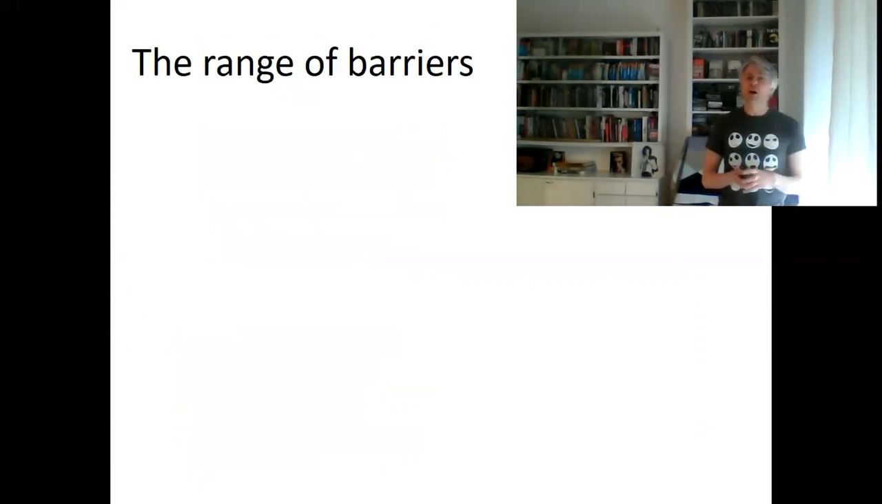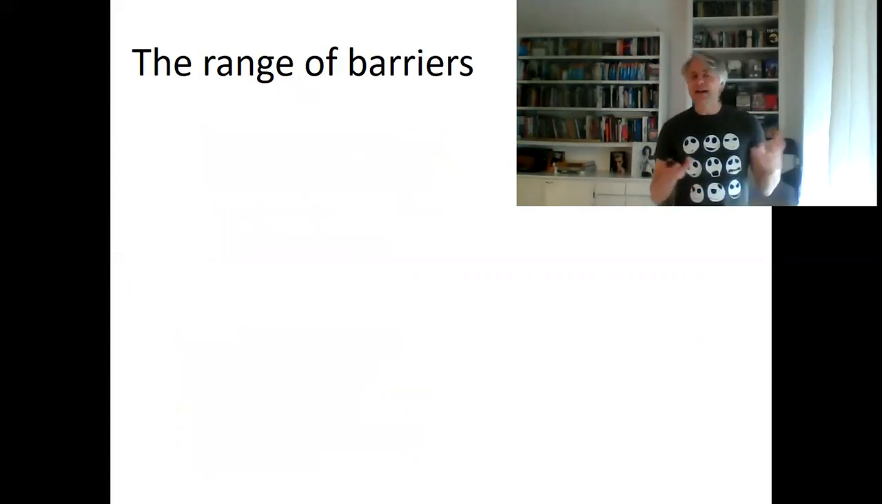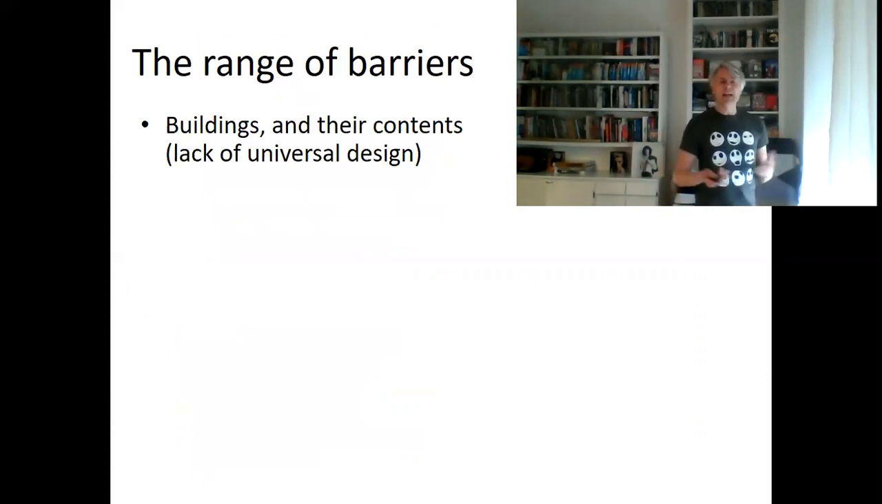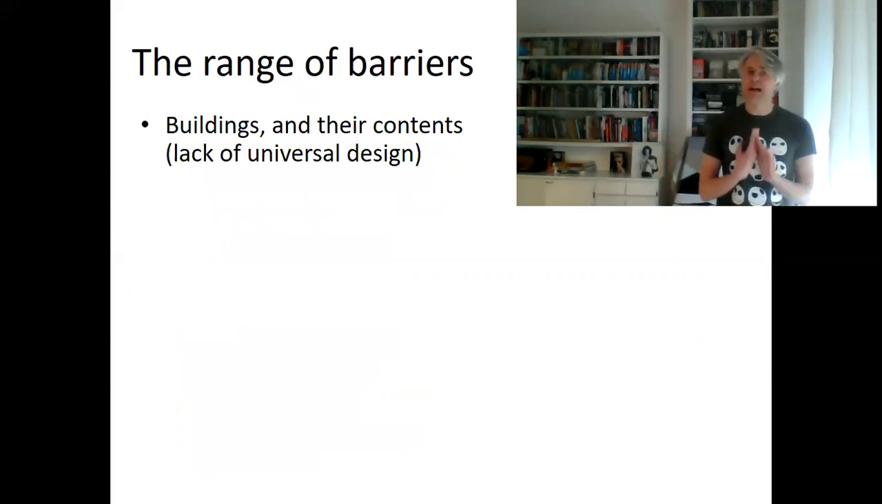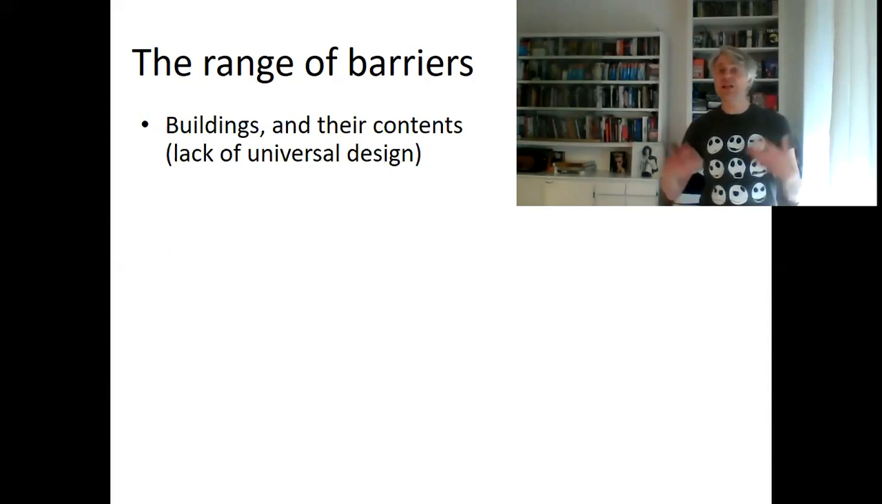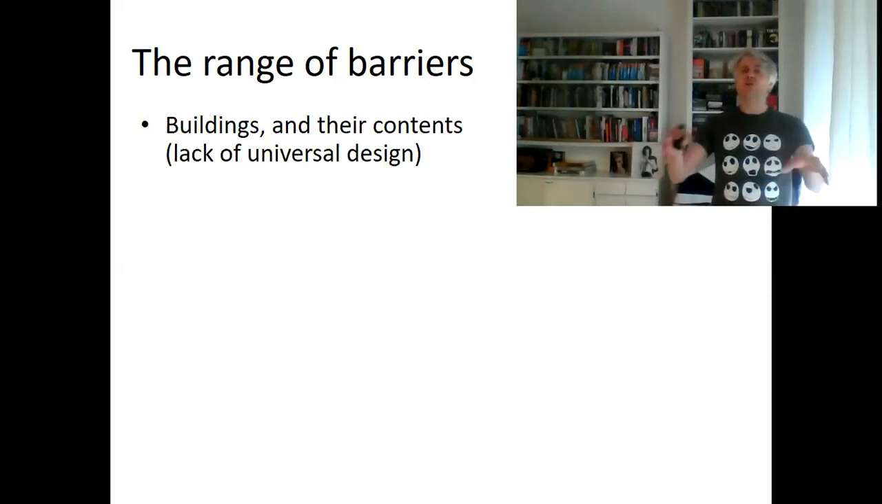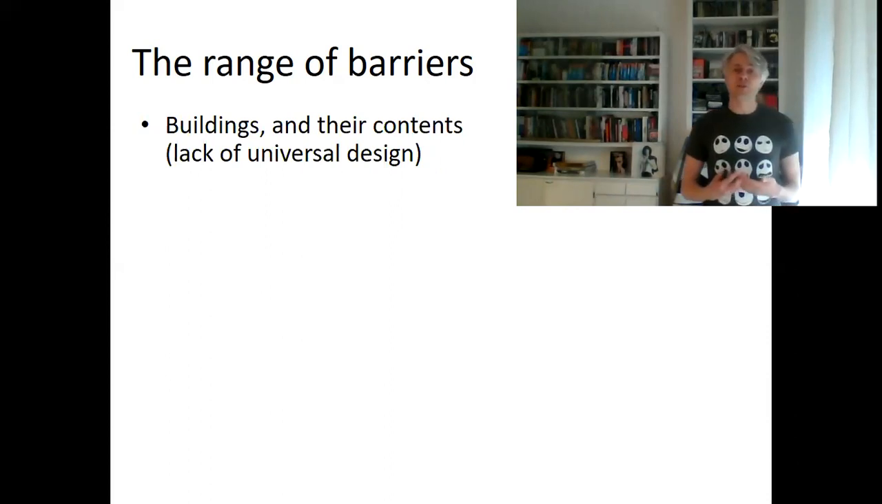What points did you come up with? I'm guessing you'll have a number of mine and maybe some extra ones as well. I did this exercise myself and I came up with a huge table. Here's a selection. Obviously starting with the physical buildings and their contents. We've talked about steps, but the whole architecture of a building and also the interior design, the way in which a kitchen is arranged.